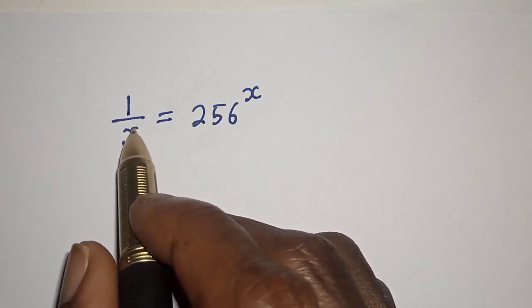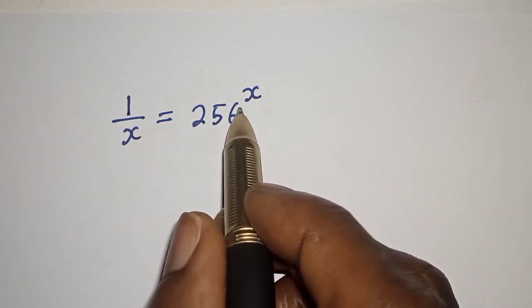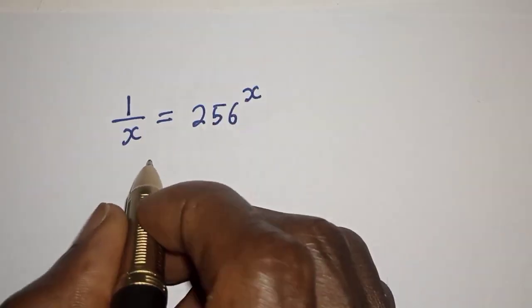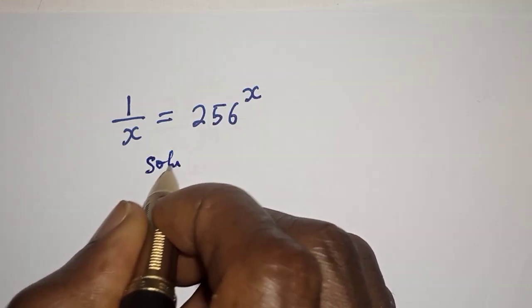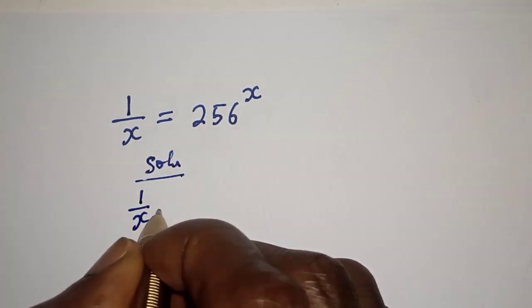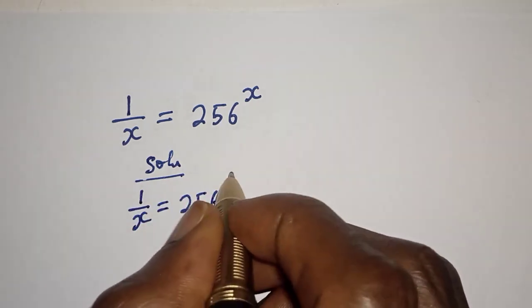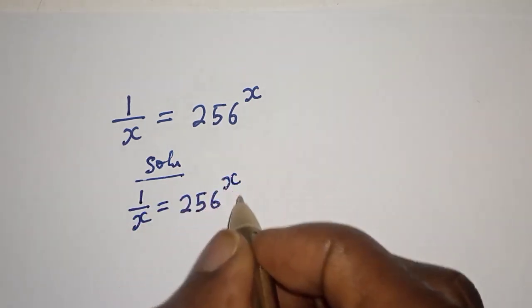Hello, how to solve for s from this equation? 1 over s is equal to 256 to the power of s. Solution. 1 over s is equal to 256 to the power of s.